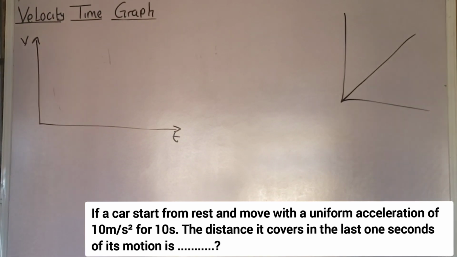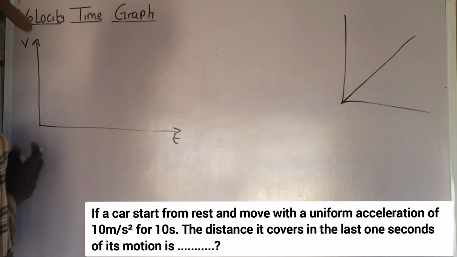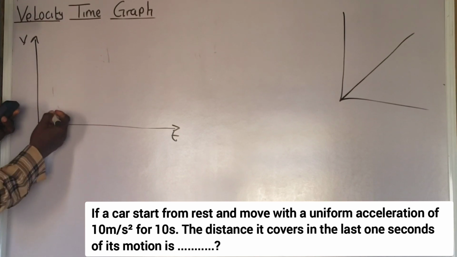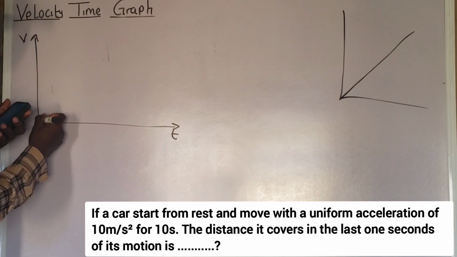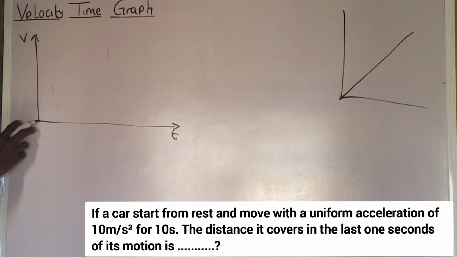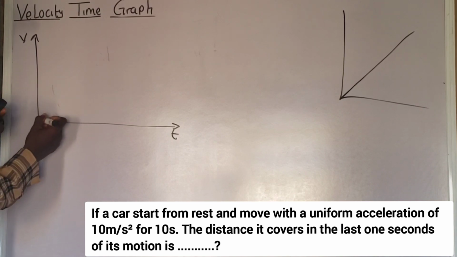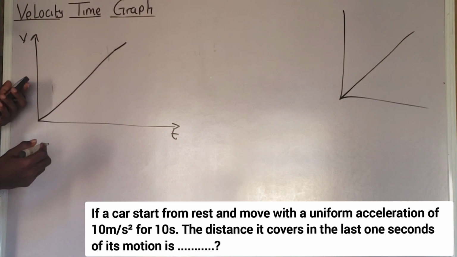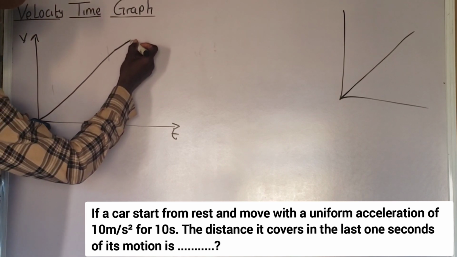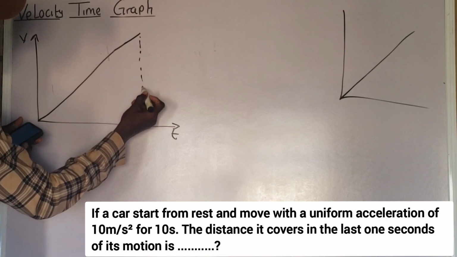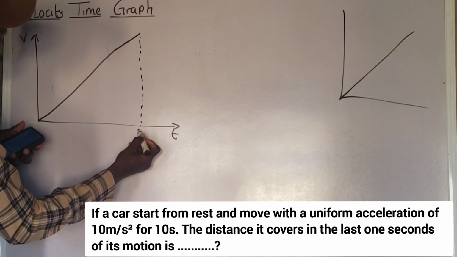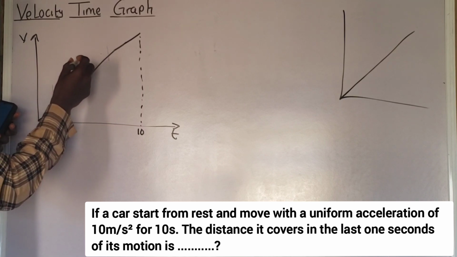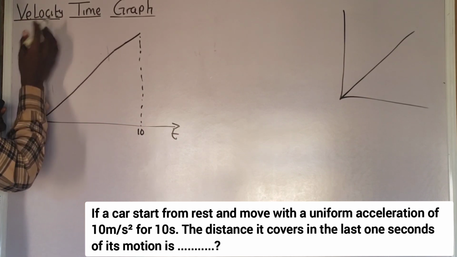Now we are told that the car starts from rest and moves with uniform acceleration of 10 meters per second squared. So because the car starts from rest, we are going to start from the origin 0, 0. This is the origin. So it starts from rest, it's going to move like this for 10 seconds. So the distance between this point to this point, let's call this one 10 seconds. This is too high. Let me increase this as well.